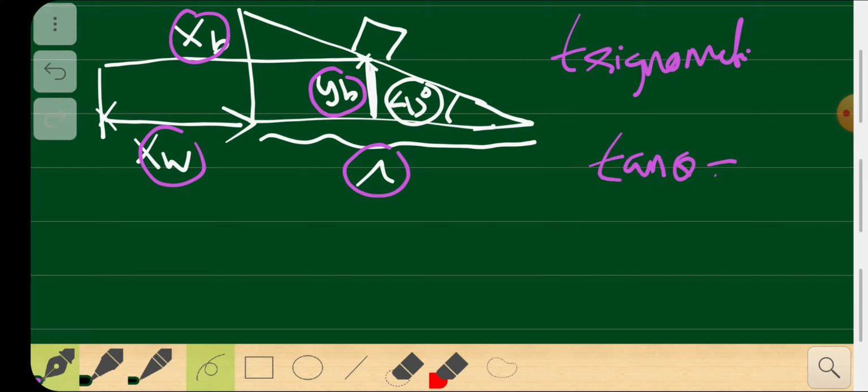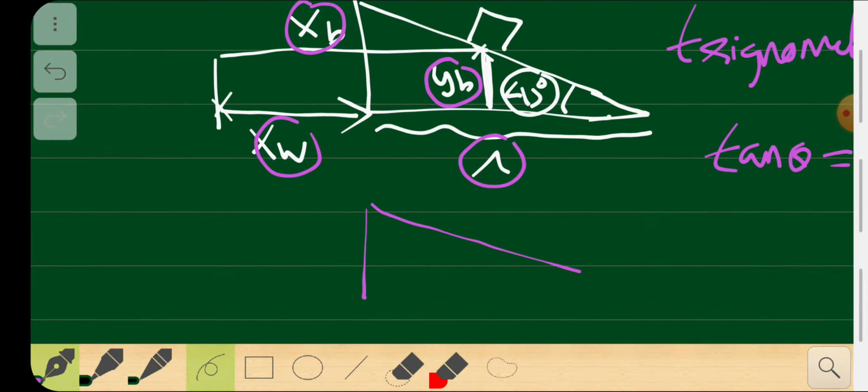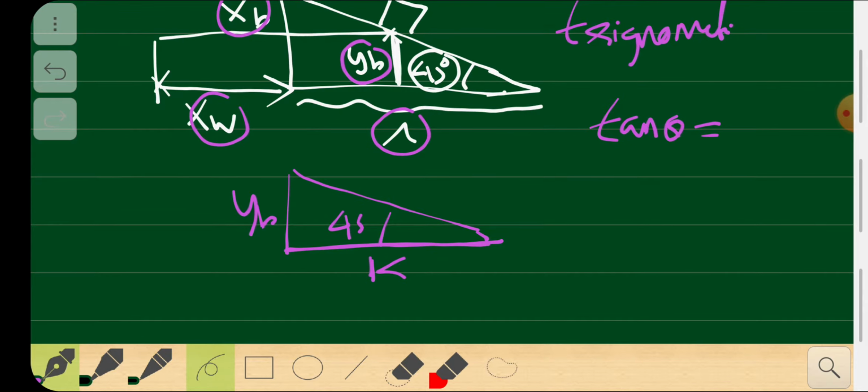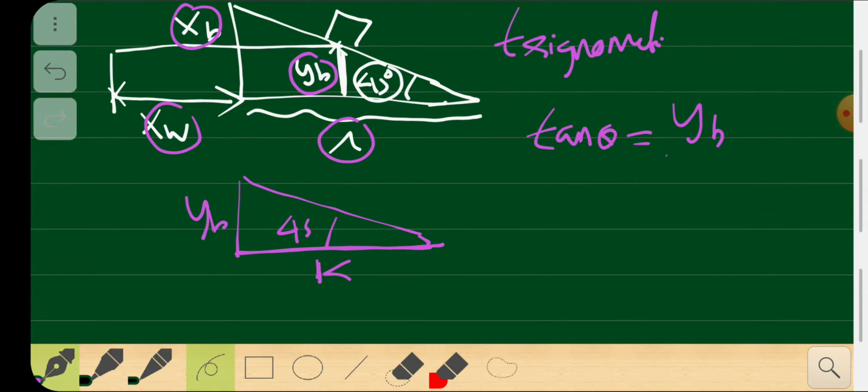So tan theta will be, this theta is here, so it looks just like this, some 45 degrees, and this is y_b, from this picture itself. And this is some distance, I don't know what the distance is, so I'm going to call this distance k. So tan theta will be y_b by k. That's something I can use.